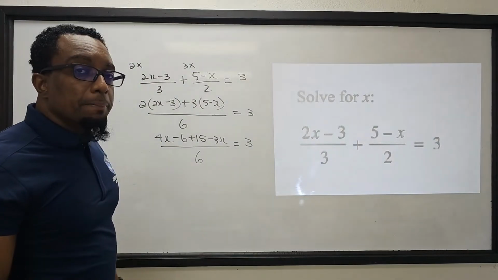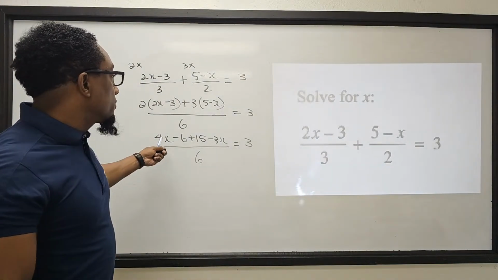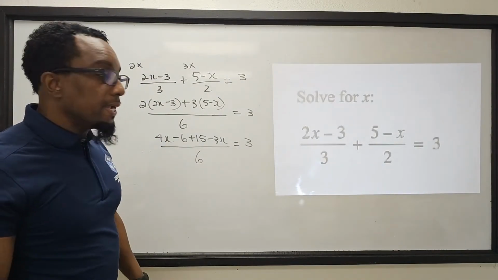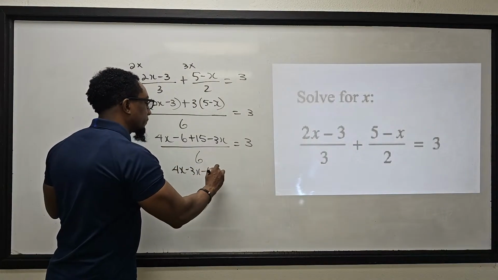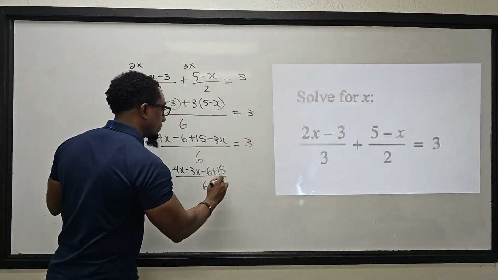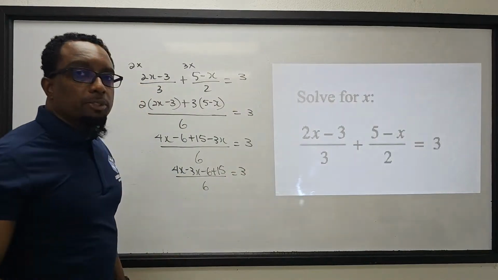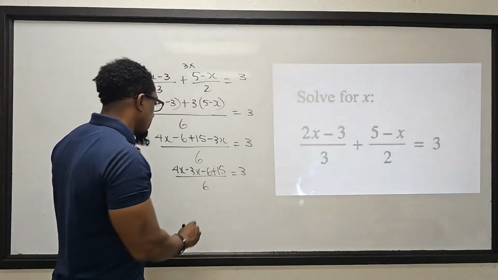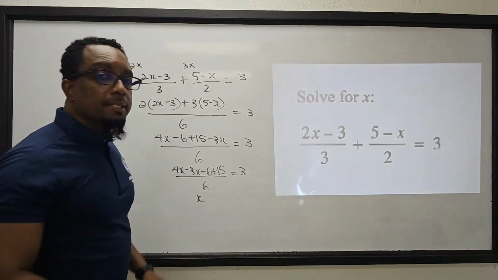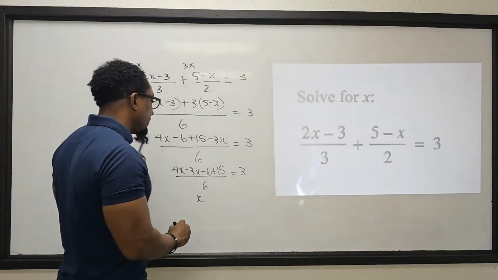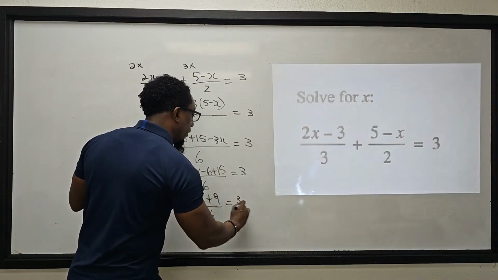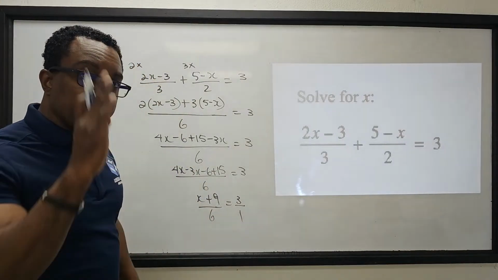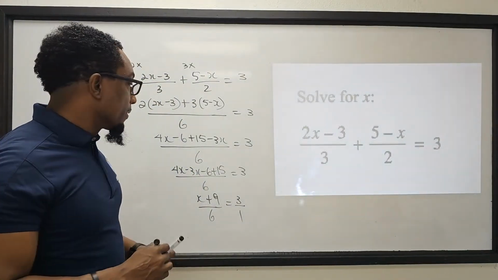Let me further simplify what I have on the left. So this is 4x subtract 3x. You can group like terms. 4x subtract 3x will give us x. And negative 6 plus 15 is positive 9. All over 6 is equal to 3. And 3 is a fraction, you can write it as 3 over 1.